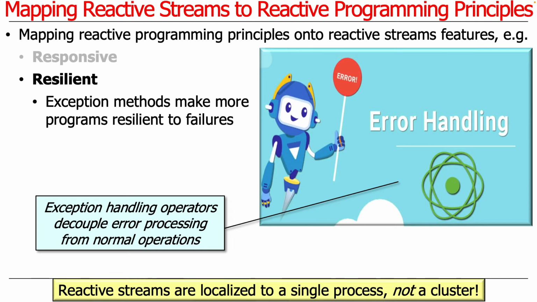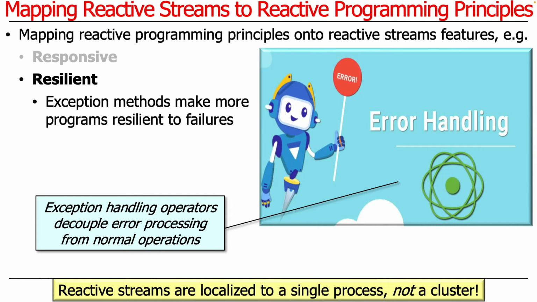Another important reactive programming principle is resilience. And what that basically means is you don't want a failure in one part of the system to cause the whole thing to come crashing down. And the way we do that is by using exception methods and exception handling operators, which decouple normal operation processing from the processing of errors when they occur. This, again, will look very familiar for those of you who remember the discussions we had about exception handling methods in Java completable futures. Similar kind of idea here with reactive streams.